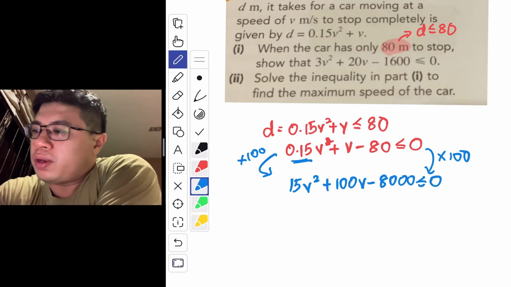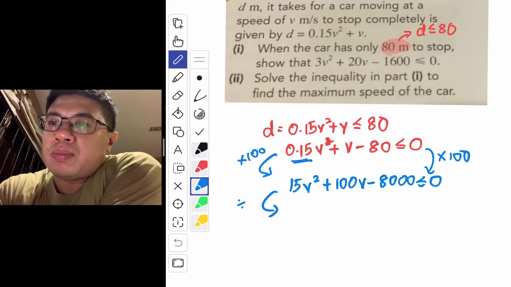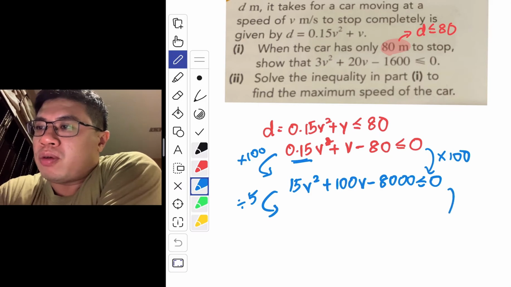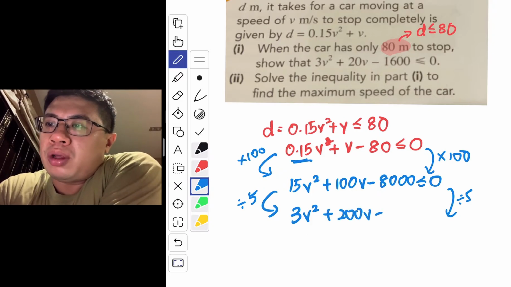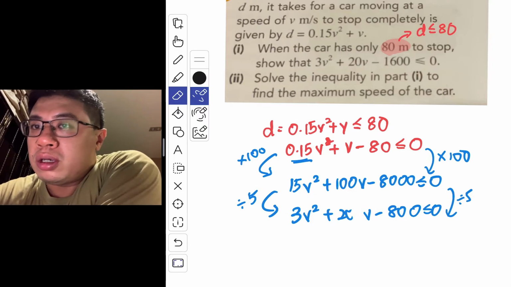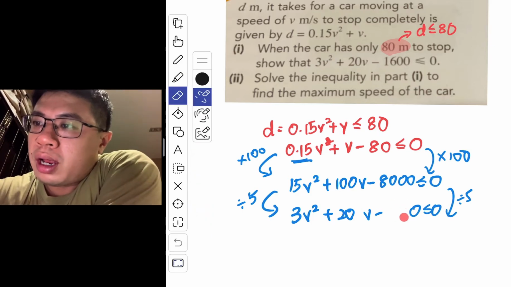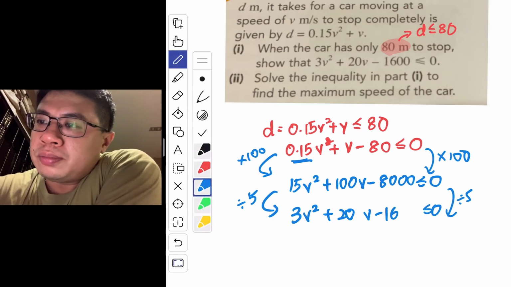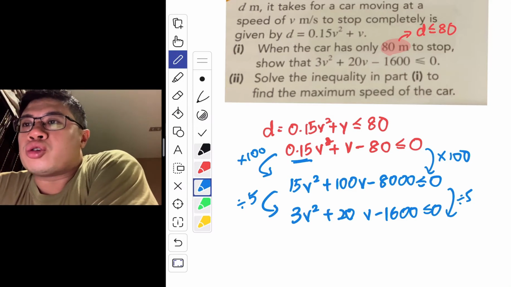8,000 right over here. And maybe I just divide by 5 on both sides, since I see that they're all multiples of 5, just to make the coefficients smaller so that I get a nicer inequality. Now on this part, you may find that trying to factorize it may be a challenge. Not to worry. Sorry, let me just edit my answers a bit. I didn't transfer properly. So of course, we managed to show the inequality over here.